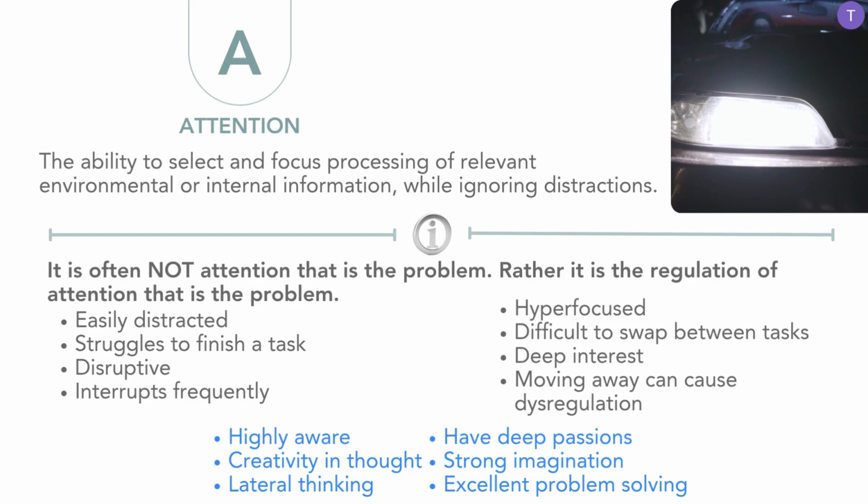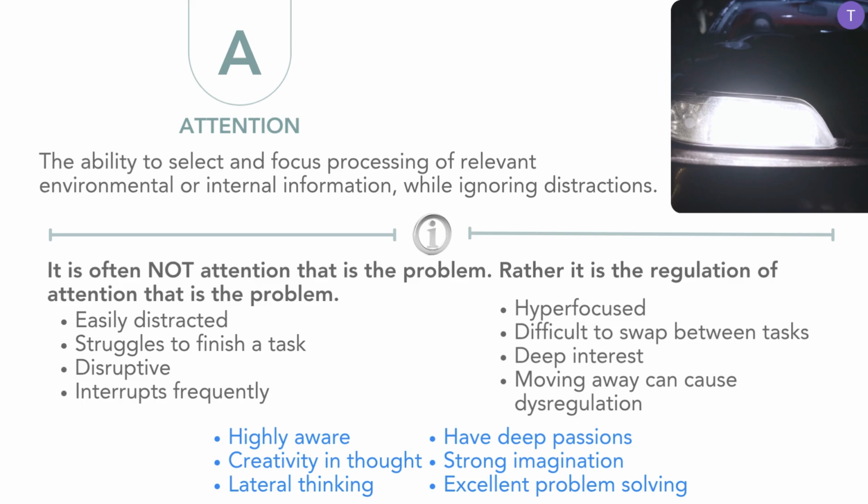So again, this can kind of come in two states. You can have a child who is easily distracted. They can struggle to finish a task. They might be disruptive. They might interrupt frequently. So that's these sort of outward, big, distractible kind of behaviors. But you might also have a child who tends to be very hyper-focused, who might find it very difficult to swap between tasks. They might be deeply interested in something and really struggle to move away from it.